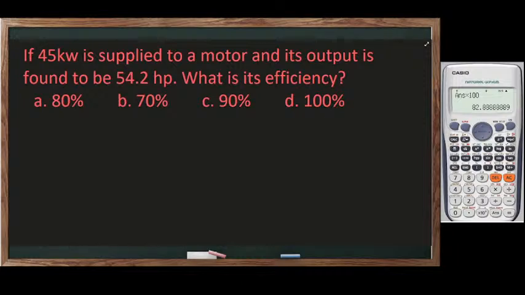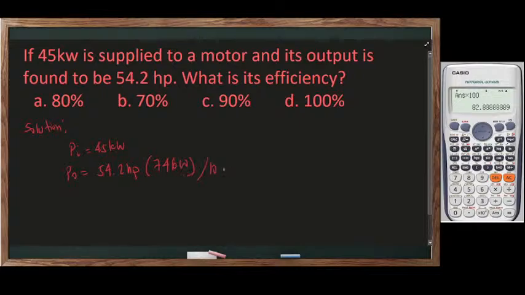Okay, so let's solve for this one, no? Kung ano kaya yung tamang sagot. So, solution. Okay, so our power input is 45 kilowatts. Then our power output is 54.2 horsepower. Multiply that one by 746 watts. Tapos, i-divide natin ng 1,000 para itong horsepower is maging kilowatts, no? So, we have 54.2 times 746 divided by 1,000, no? So we have 40.43 kilowatts, no? So yan ang ating power output.